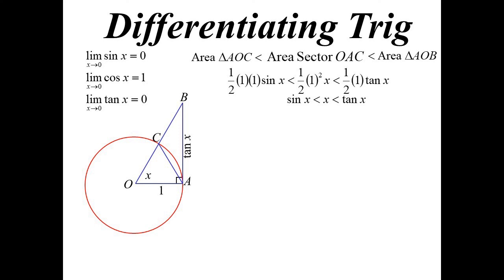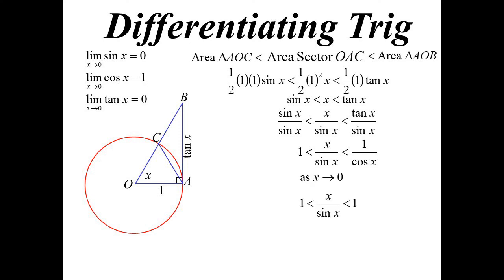Well, if I divide everything by sine x, sine x on sine x is less than x on sine x is less than tan x on sine x. Well, sine x on sine x is obviously 1, and tan x on sine x is 1 on cos x. But if I look at that as x approaches 0, and we said the limit for cos x would be 1, so now the right-hand side of this inequality is also 1.